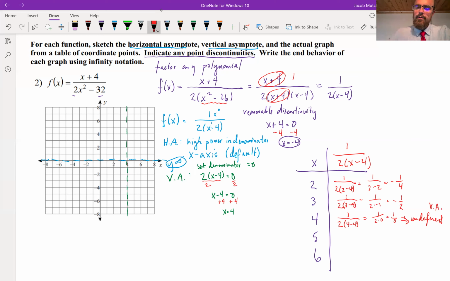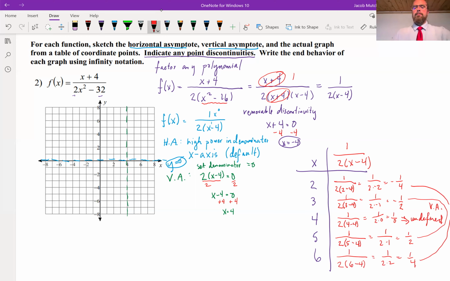On the right side of the vertical asymptote, I've got the x value of 5. Plug that in for x. That gives me 1 over 2 times 5 minus 4, which is 1, so +1/2. You can see that symmetry around the vertical asymptote. Same number, opposite sign. This is an odd function. 1 over 2 times quantity 6 minus 4. It's going to be 1 over 2 times 2, which is +1/4. So you see that symmetry repeated there.